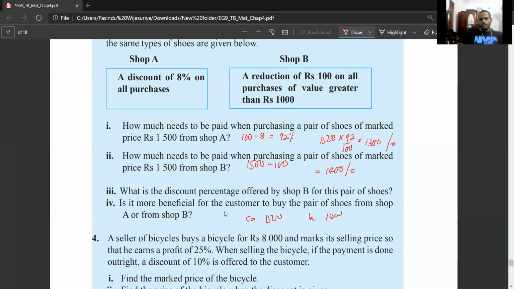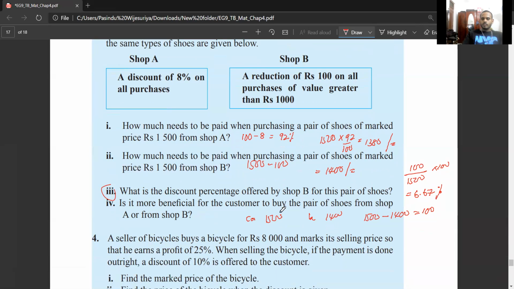එතකොට discount percentage එක බලන්න නම් 1500 minus 1400 is 100. එතකොට රුපියල් 100 ලැබිලා තියෙන්නේ. එතකොට ඔයා බලන්න ඕනේ 100 over 1500 into 100%. ඔයාට මෙතෙන්ට ලැබිලා තියෙන්නේ 6.67% percentage discount එකක් තමයි මෙන්න මේකට.